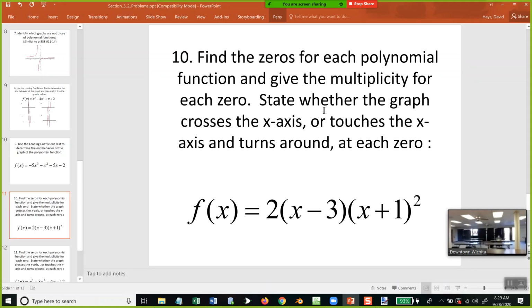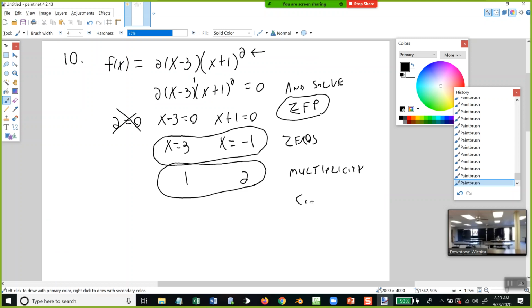Then the last thing in this problem, it says state whether the graph crosses the x-axis or touches the x-axis and turns around at each 0. So we're looking at whether it crosses or touches. And if you've got an even power, like the second power, fourth power, sixth power, what you're going to see is it comes down and touches, or goes up and touches, at a point and then turns around. So this would be a touches. This is a 1, so that crosses. Whenever it has a multiplicity of 1, then it crosses.